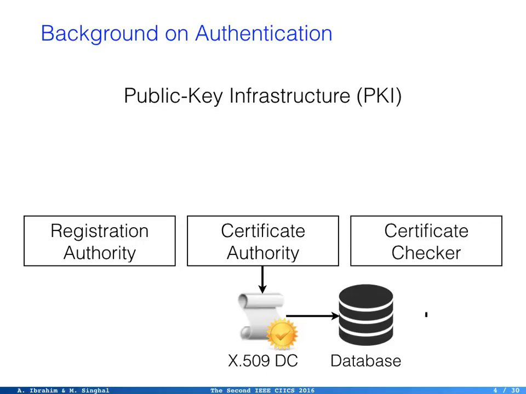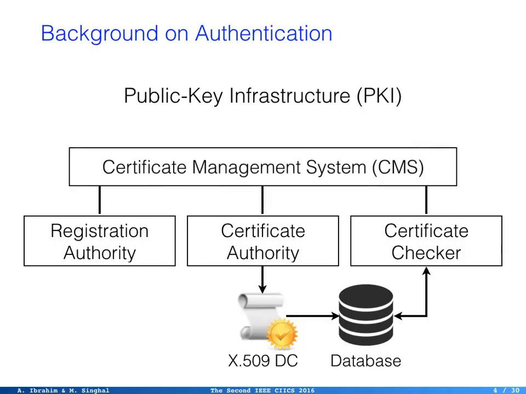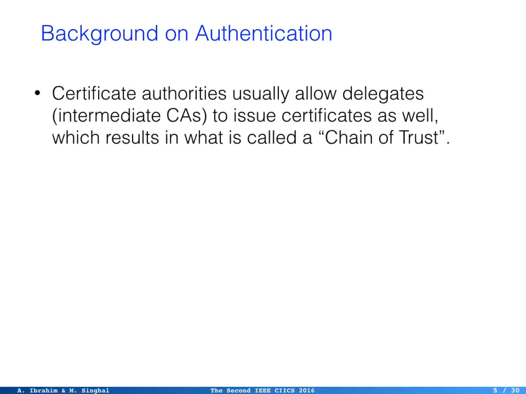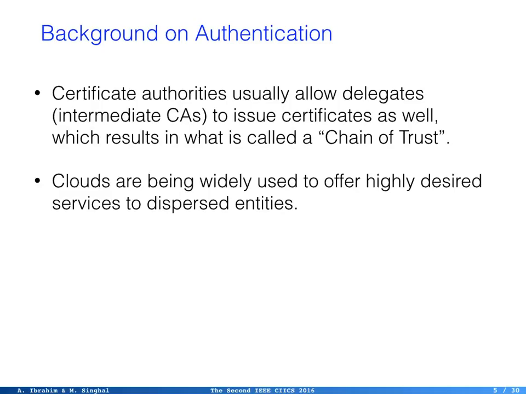over these components to check the revocation status of issued digital certificates, and finally a certificate management system which provides the tools for the PKI to perform. Certificate authorities usually allow delegates or intermediate CAs to issue certificates as well, which results in what is called a chain of trust. Nowadays, clouds are being widely used to offer highly desired services to dispersed entities.